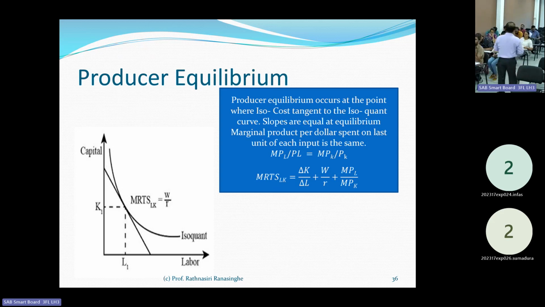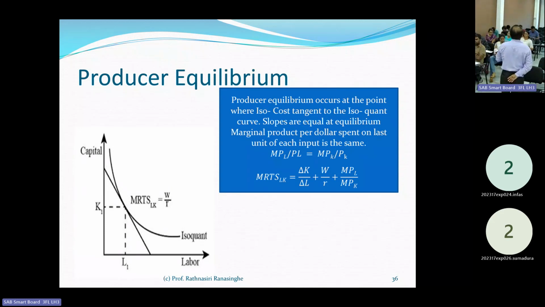And the cost details also. So this is the equilibrium. Now, because the isoquant is downward sloping and the isocost is also downward sloping, at a particular point these two curves intersect. So that is the intersection point.